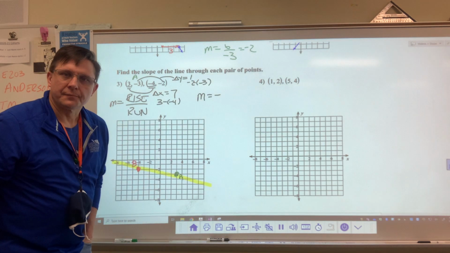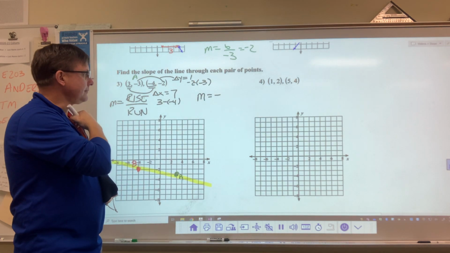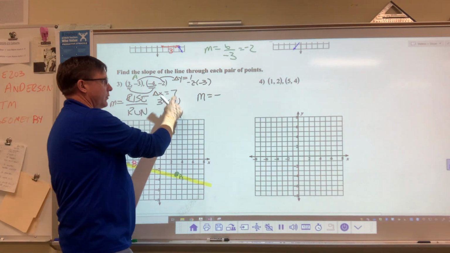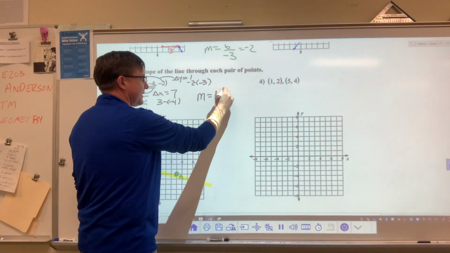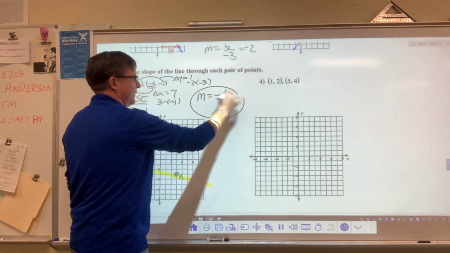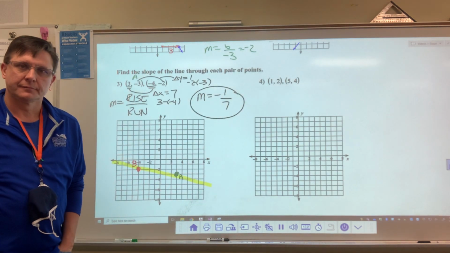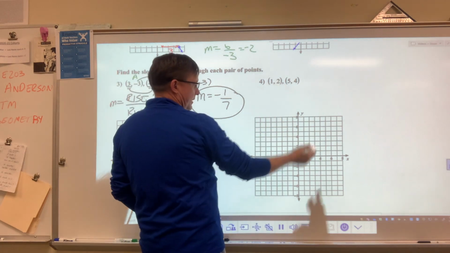And I get 1, all right? Now I know that's rise over run, and I know it's negative. Rise of 1, run of 7. The answer to this one is negative 1/7. All right? On to the next one, number 4 here.